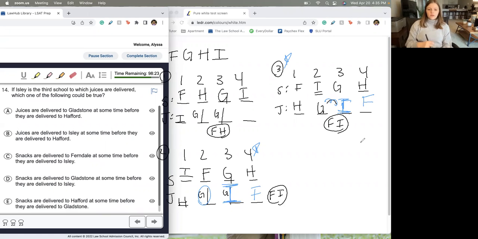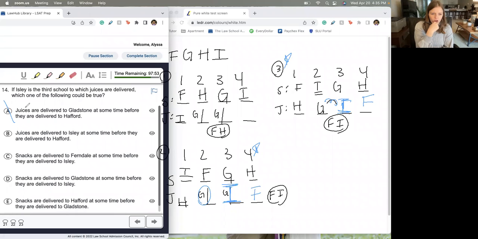So which one of the following could be true? So it's going to be something that does not have to be true. It could be one of our must be trues, but it just has to happen once. It's all we need to know for our could be true. So could it be true that juices are delivered to G sometime before H? So in my second line, could I have G before H? Nope. H is always going to be before G, so this is wrong.